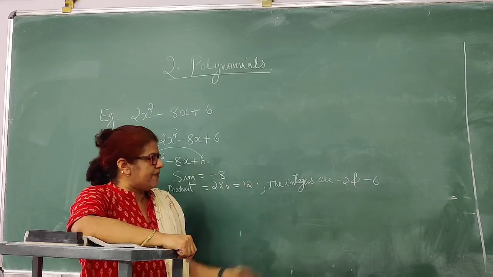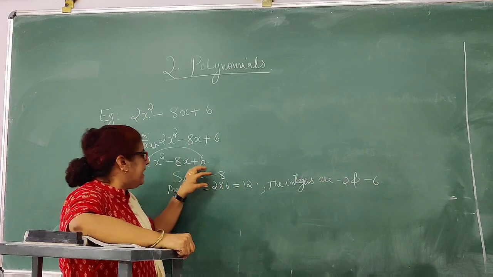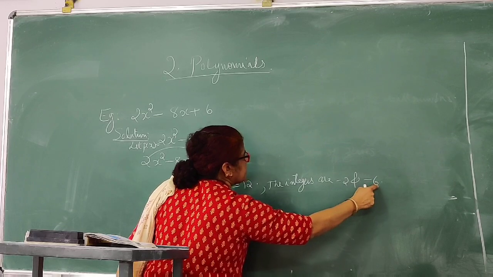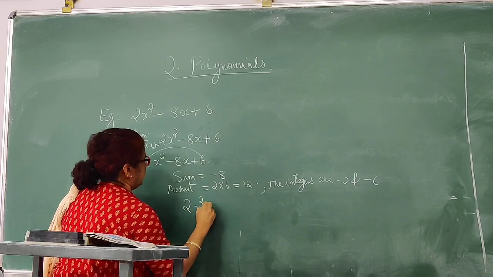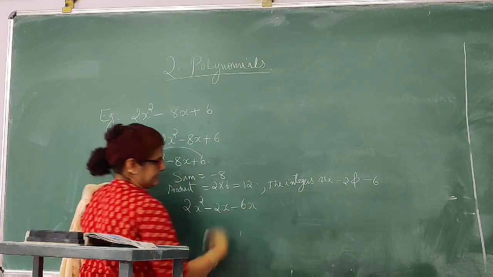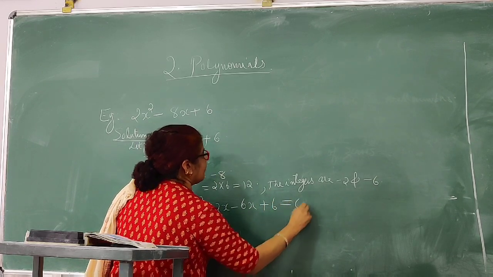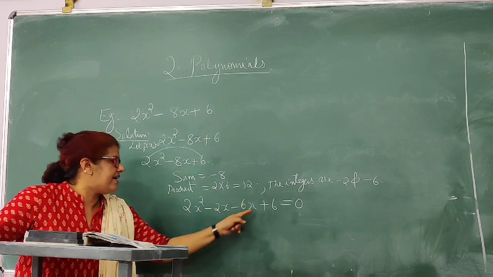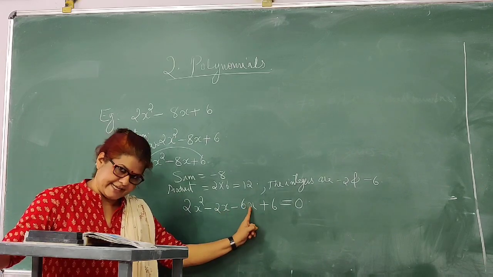So our next step is we have to use these two integers to split the middle term -8x. We write 2x squared, and for -8x we use -2x -6x, then the constant +6 is equal to 0. Using these two integers, we have split the middle term -8x as -2x -6x.